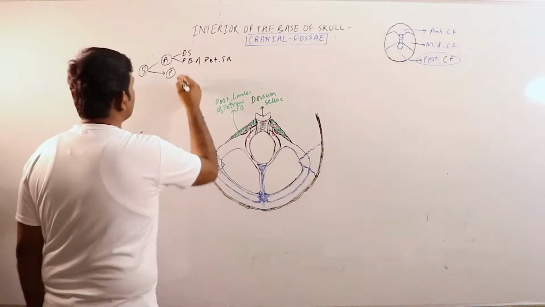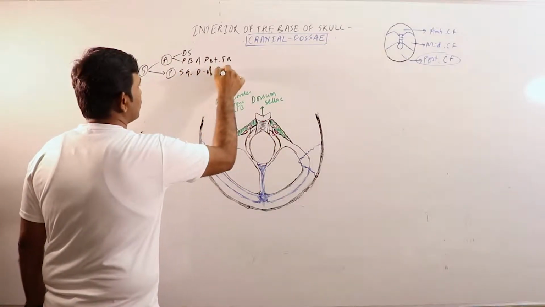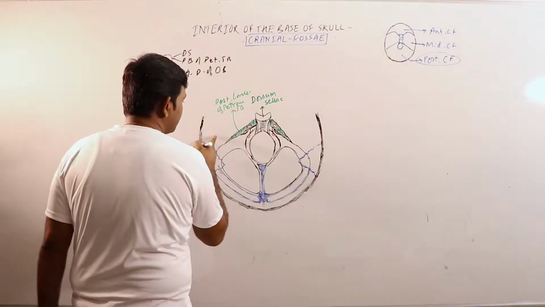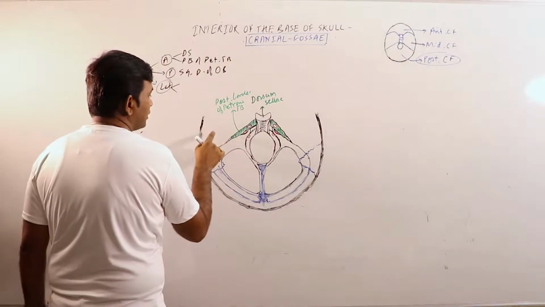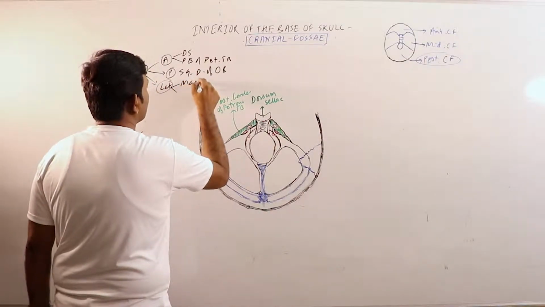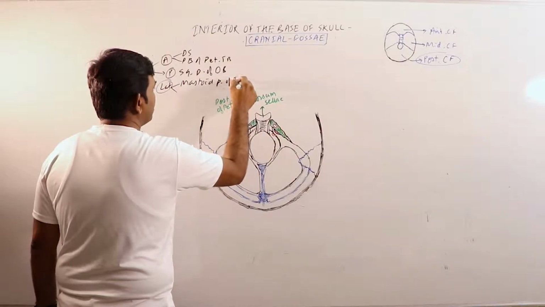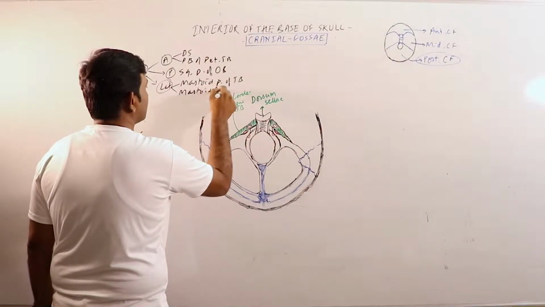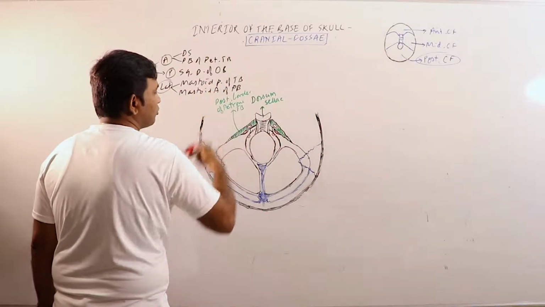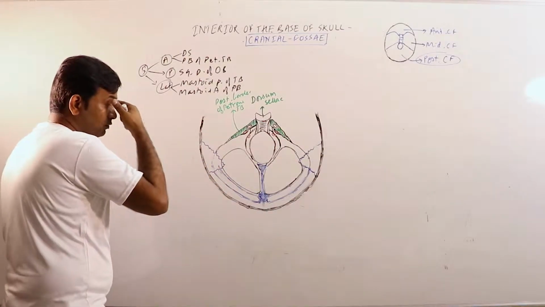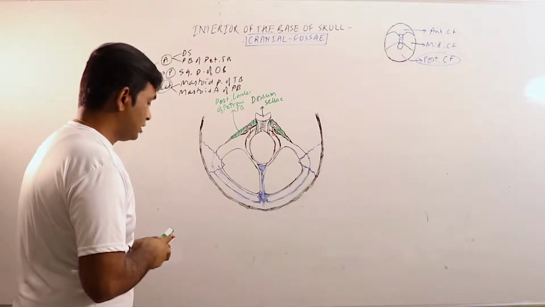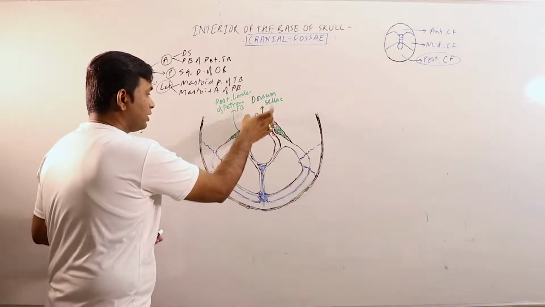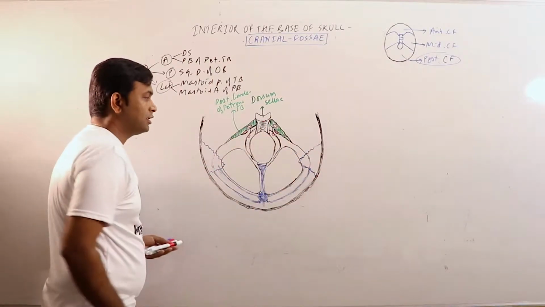Posteriorly, we can observe the squamous part of occipital bone, and laterally, that is on both sides, it is mainly made up of the mastoid part of temporal bone and the mastoid angle of parietal bone. So these are the boundaries of posterior cranial fossa. Now we will discuss the posterior cranial fossa under two heads. One is the median area, another one is the lateral area.